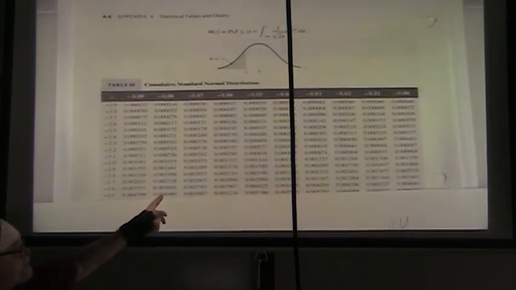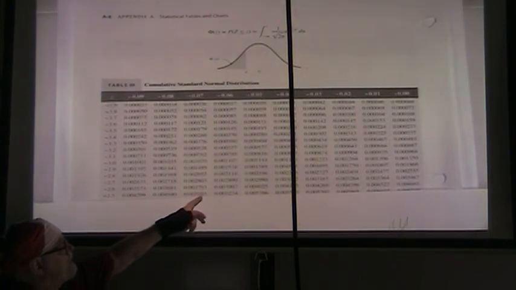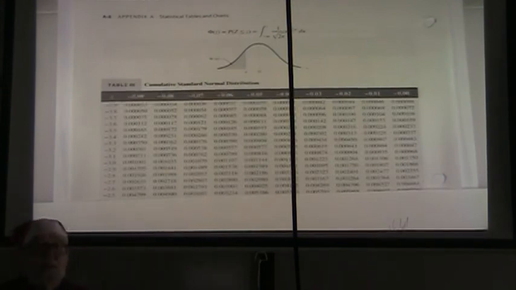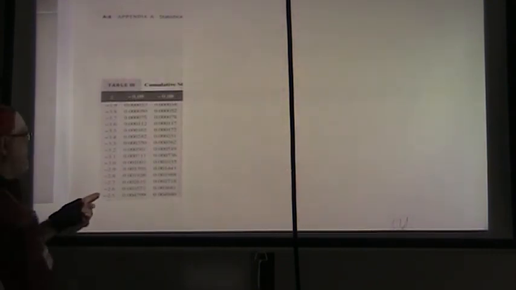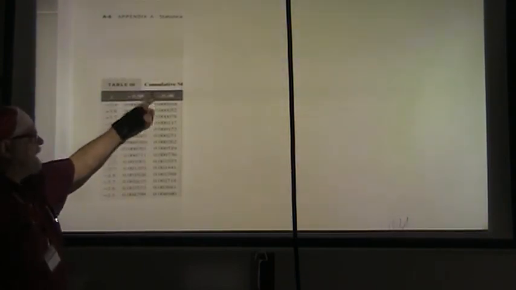It's 0.004940, which is 60 millionths away, and this one is 0.005085, which is 85 millionths away. So that means that now I have a negative 2.5 for my row, a negative 0.08 for my column.